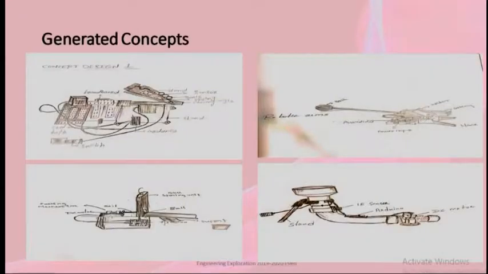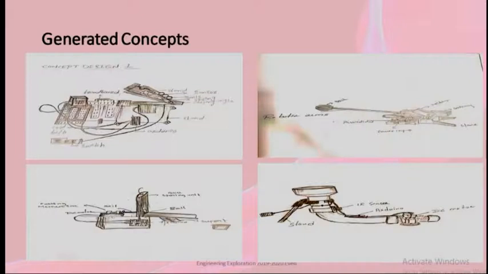These are the 4 concepts generated by us. First, concept design 1. Here we use electricity to launch the ball and the DC motors. Then coming to the next design. Here we use the catapult mechanism to launch the ball. Instead of using electrical energy, we use mechanical energy. Then coming to concept design 3. Here we also use electricity, and a servo motor is used to launch the ball.